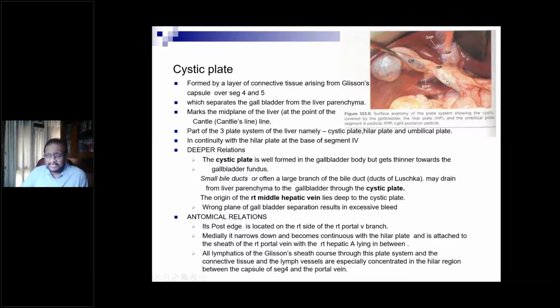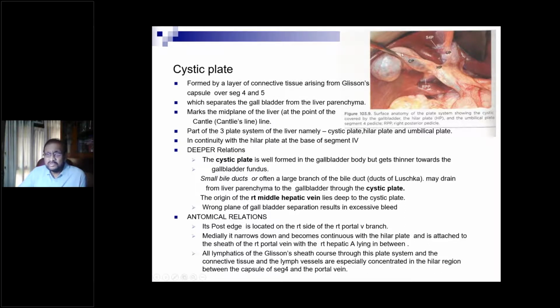Now, when it's getting attached out here, what is lying in between? You find the right hepatic artery in between, with the portal vein behind and, anteriorly, the right hepatic artery. So that is why this forms a demarcation point between the cystic plate and the hilar plate. And what about the cystic plate? There is no serosa in this area. Point number two, in the area of the cystic plate there are a number of small biliary canaliculi which could be communicating from inside the liver to the gallbladder.